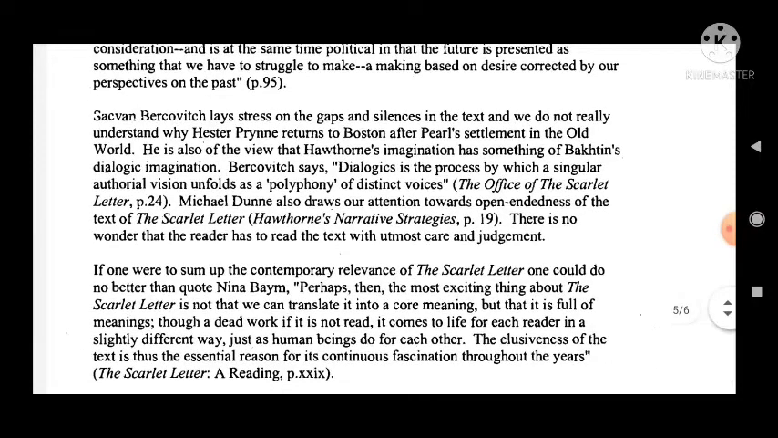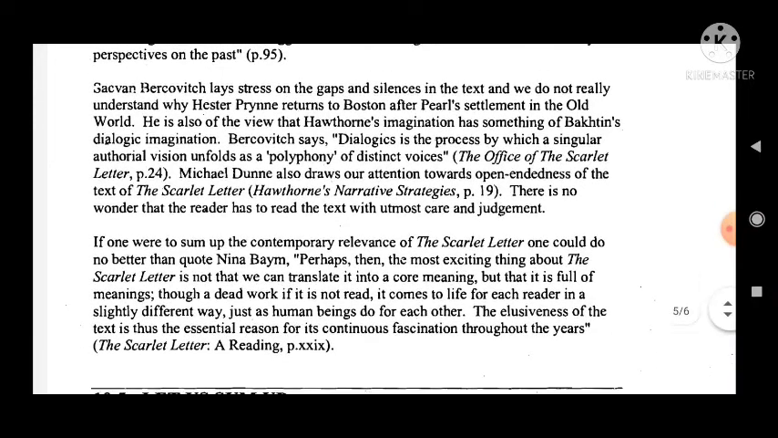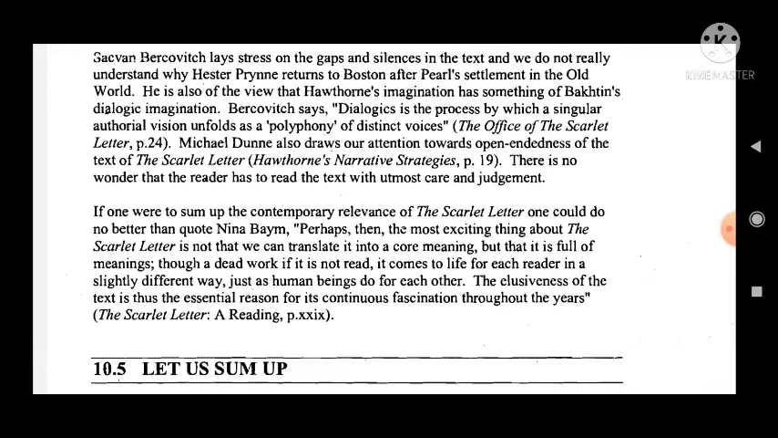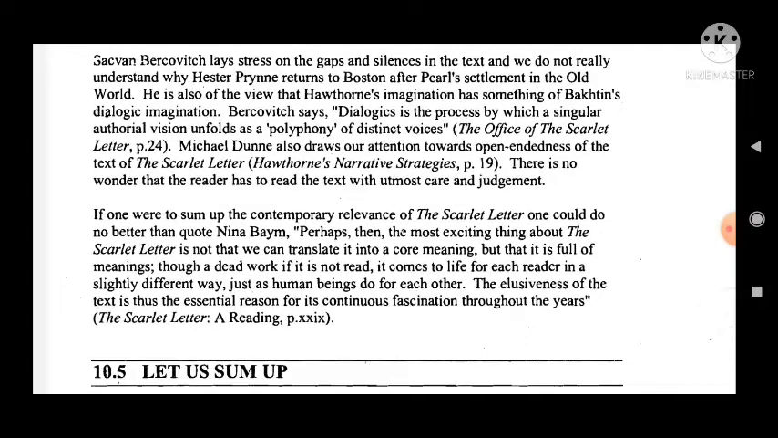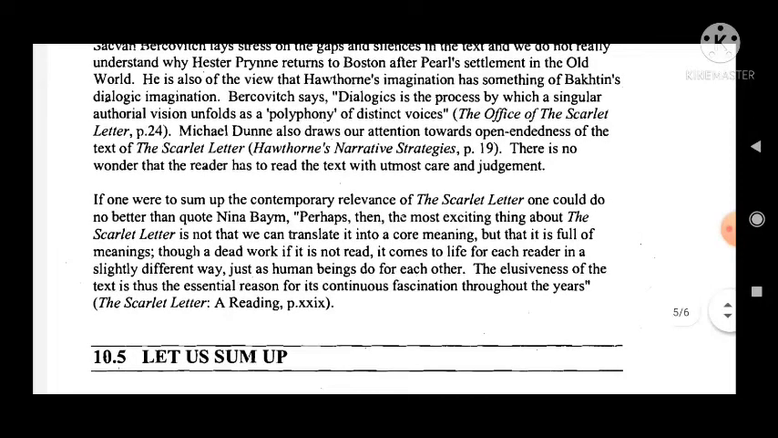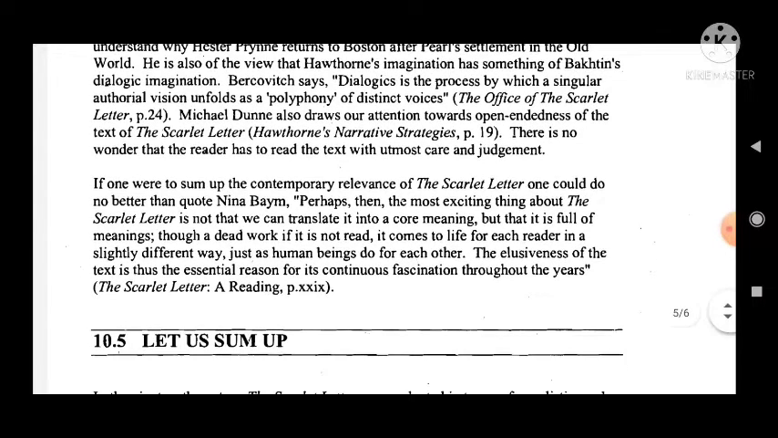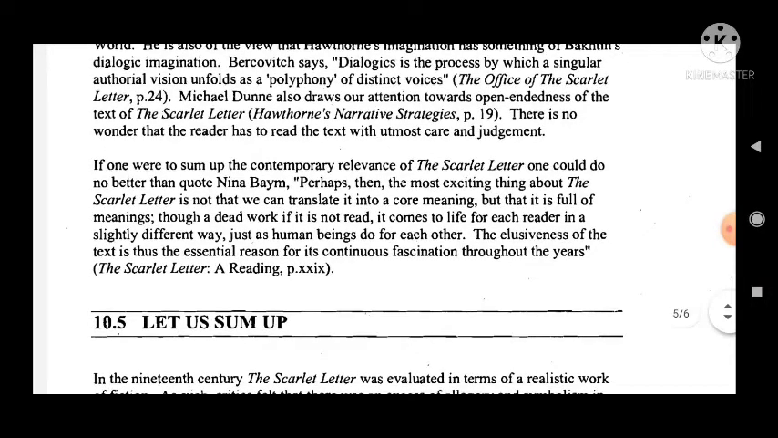Sacvan Bercovitch lays stress on the gaps and silences in the text, and we do not really understand why Hester Prynne returns to Boston after Pearl's settlement in the Old World. He is also of the view that Hawthorne's imagination has something of Bakhtin's dialogic imagination. Bercovitch says dialogics is the process by which a singular authorial vision unfolds as a polyphony of distinct voices. The Office of the Scarlet Letter, page 24.